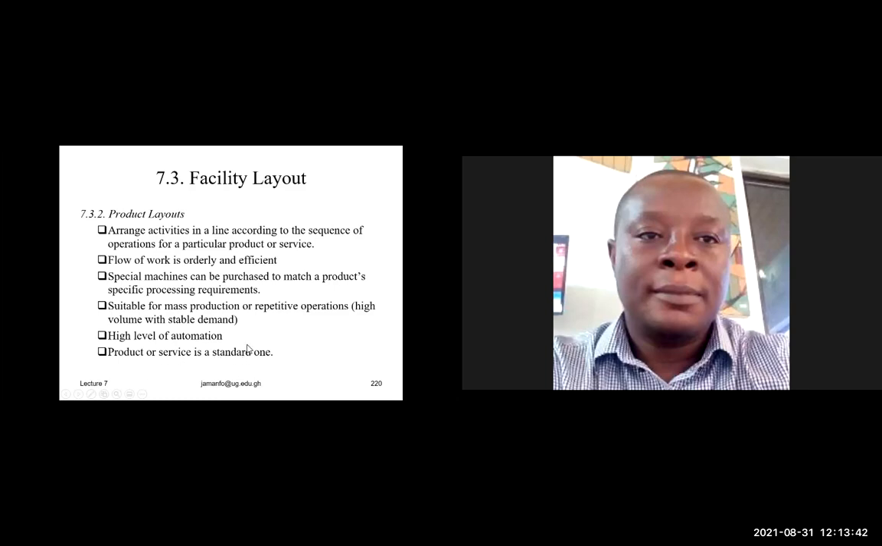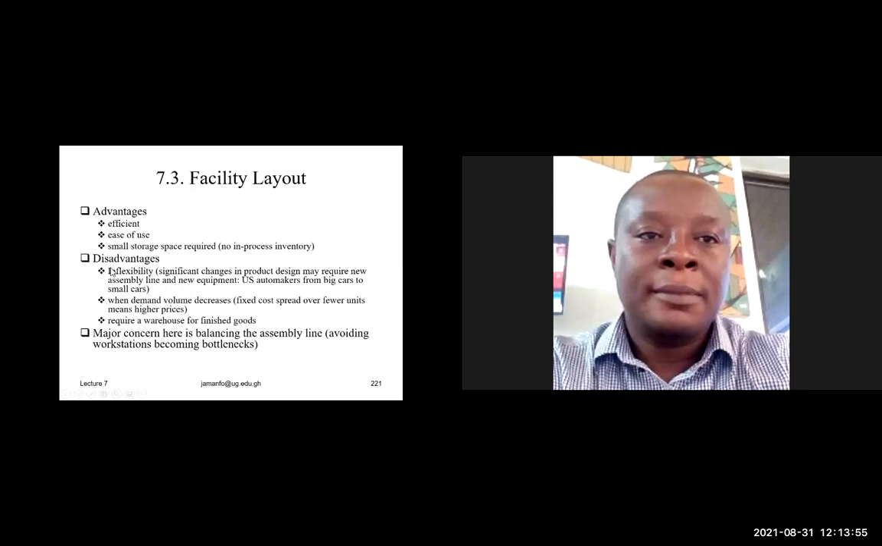So if you are producing bottled water, 0.5 liter bottles are standardized across. The machine knows this is the bottle which is moving along and it works with it. Highly automated. Advantages: it's highly efficient, it's very easy to use, and it may also need small storage space. Disadvantages: inflexibility. Significant changes in product design may require a new assembly line and new equipment.